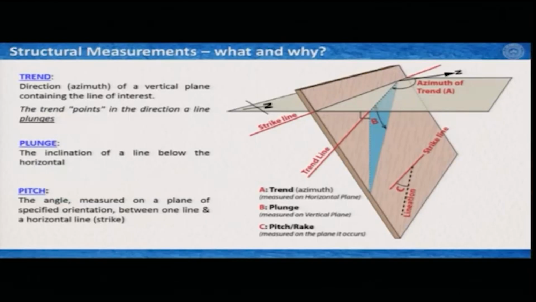Let us have a look at how to measure the linear features. So, I have the same plane here, and in this plane I have a series of linear features, as you can see. Now, our aim is to measure the orientation or attitude of these linear features. Now, there are three terms associated with these linear feature measurements. One is trend, one is plunge, and another is pitch.